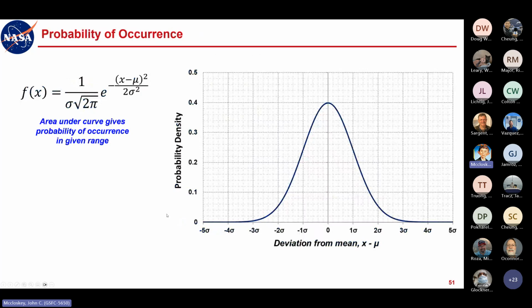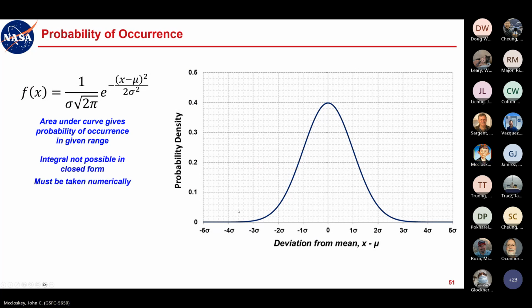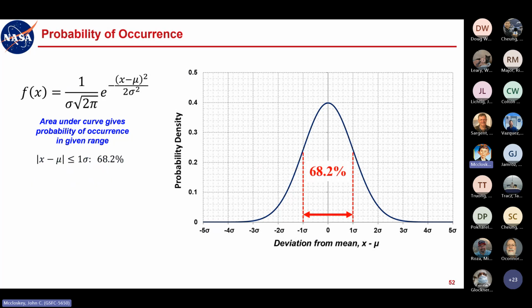So this all comes down to probability of occurrence. The area under the curve, or under a range of values in the curve, gives you the probability of occurrence in that given range. So it must be taken numerically. I actually looked into evaluating this integral in closed form, and a stat book that I borrowed from a friend said, yeah, don't do that. Here's a table in the appendix. Go look it up. So you've got to evaluate it numerically.